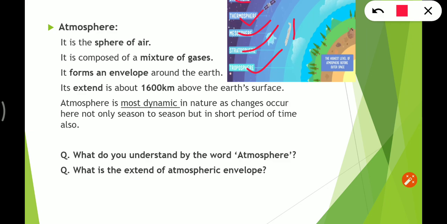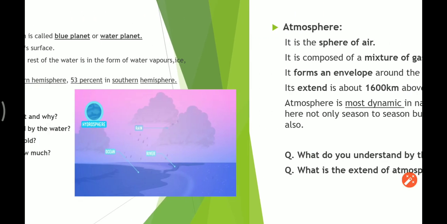Now the question that you have to attempt is, what do you understand by the word atmosphere? You can add these three lines. What is the extent? Fourth line, 1600 kilometers, right? Let's move to the next one.